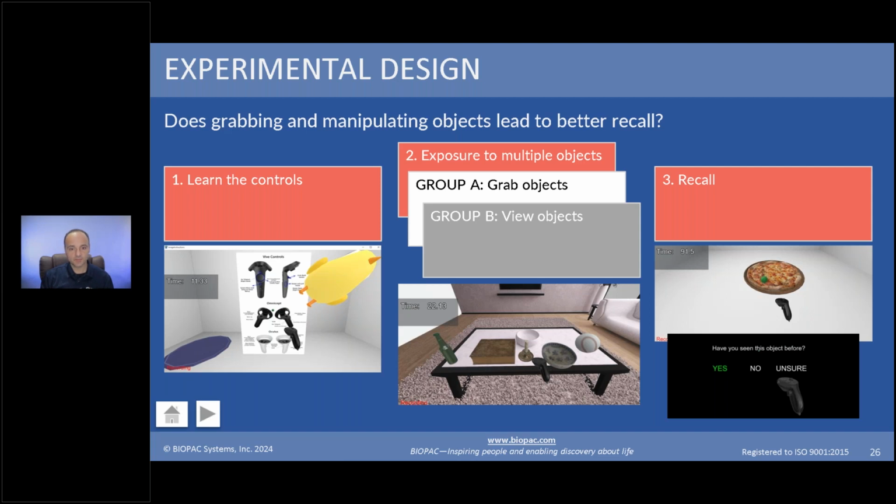And then we have two conditions, right? In group A, the participants are instructed to grab the objects and manipulate them. In group B, they're instructed only to view the various objects around them. Once this is done, there is a final part of the experiment, the recall part. Then they're presented with all the objects plus objects that they have not seen before. And one by one, they look at the objects and they have to respond: have you seen this object before? Yes, no, I don't know. So we test their recall.